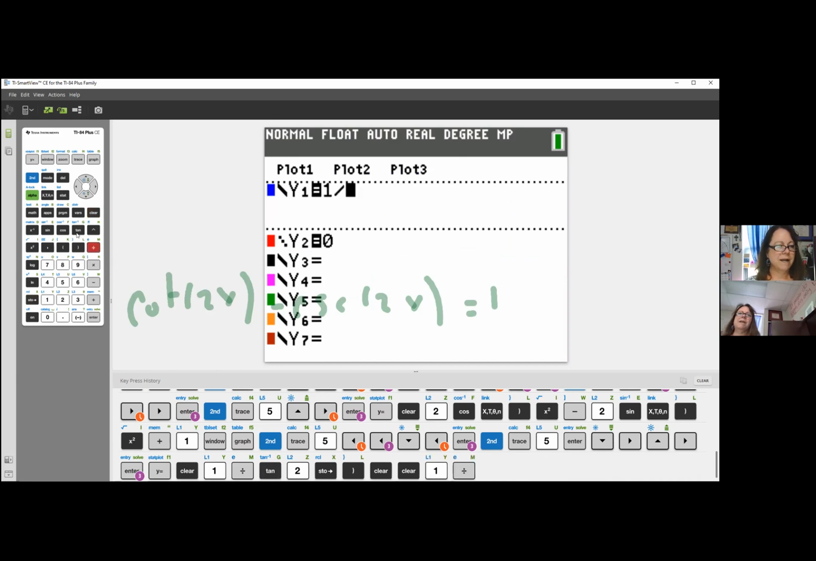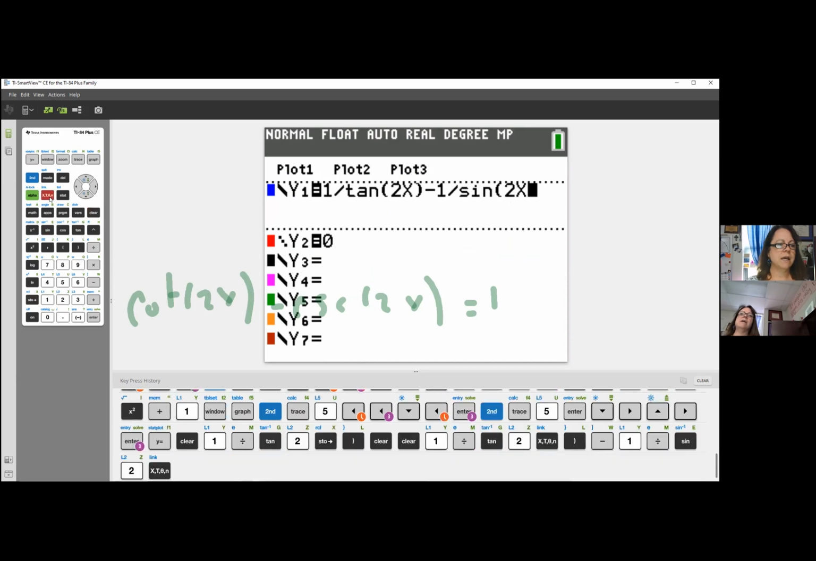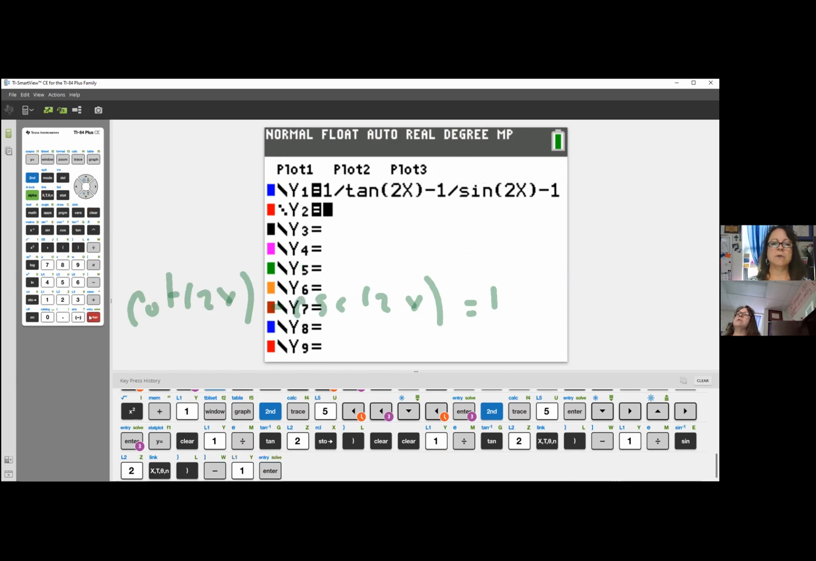1 divided by the tangent of 2x, close it. Then minus the cosecant. The reciprocal of cosecant is sine, so that's minus 1 divided by the sine of 2x, close it. And then minus 1 to make that equal to 0. So minus 1, and that's equal to 0.